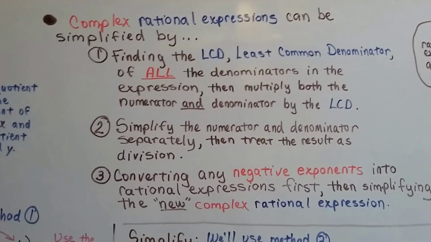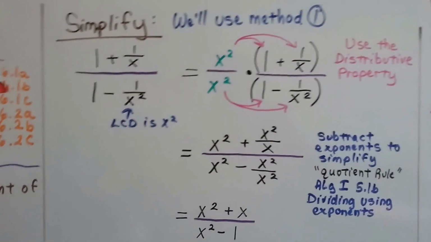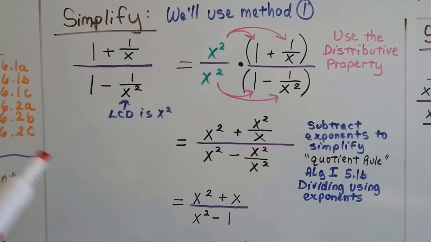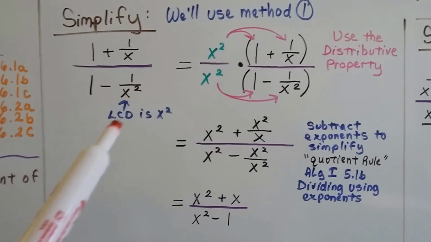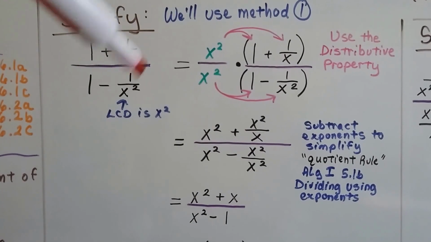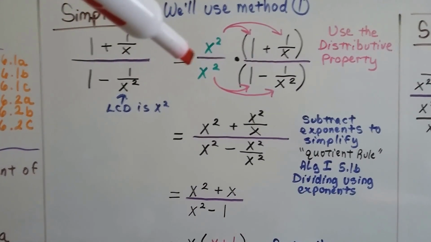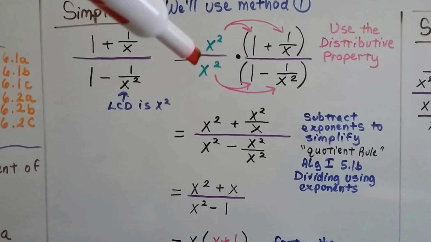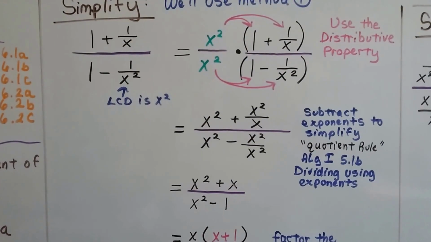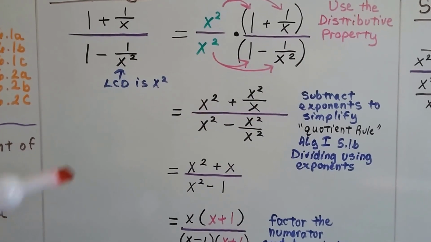So let's look at this first way, this LCD way, okay? This is method 1. So we've got this complex rational expression, and the LCD is x squared. So what we're going to do is we are going to multiply this entire complex rational expression by the LCD, x squared over x squared. We're going to use the distributive property and distribute it in to the numerator and denominator.